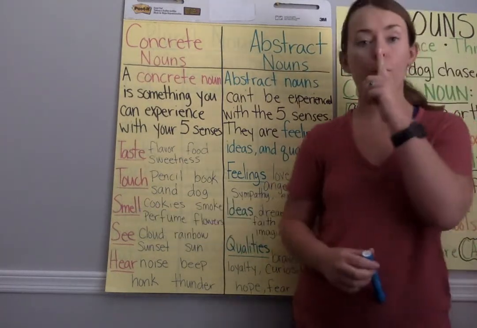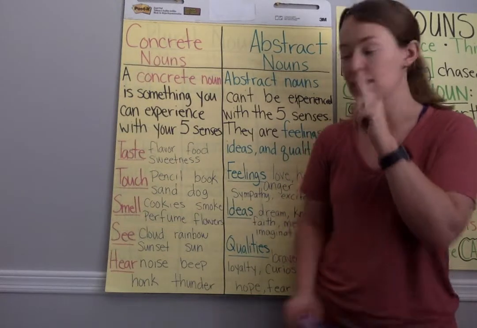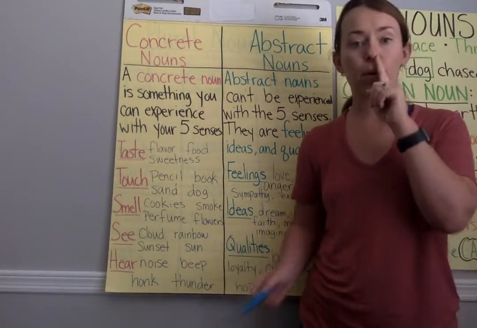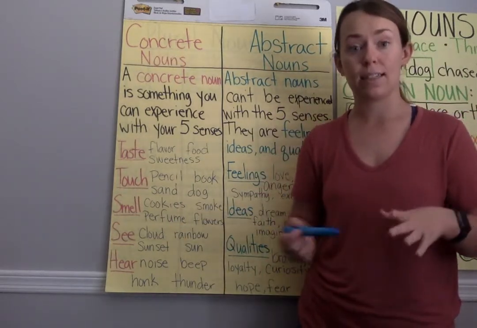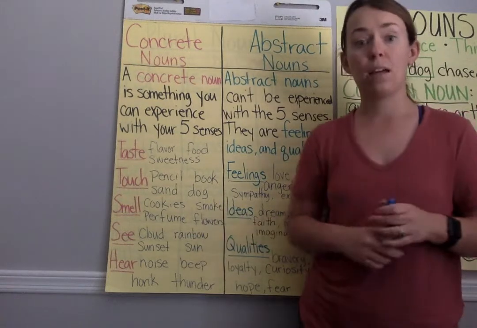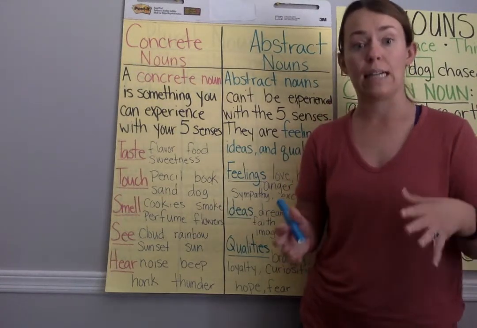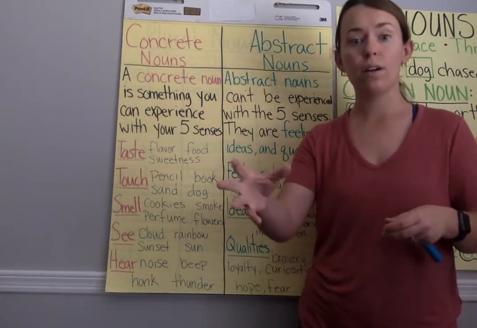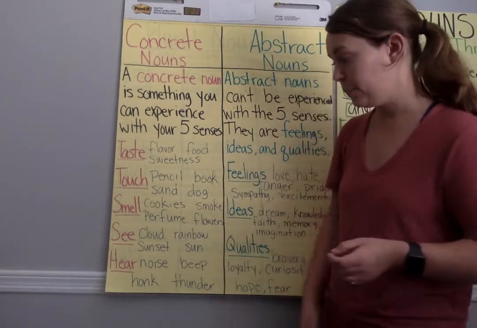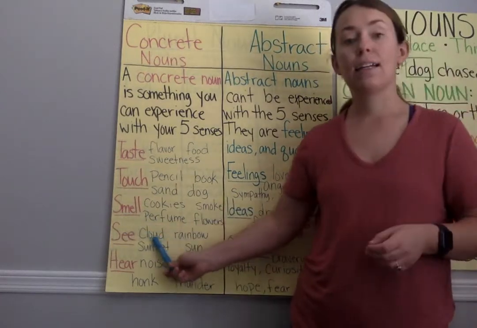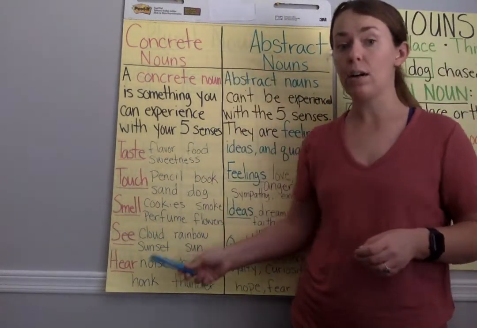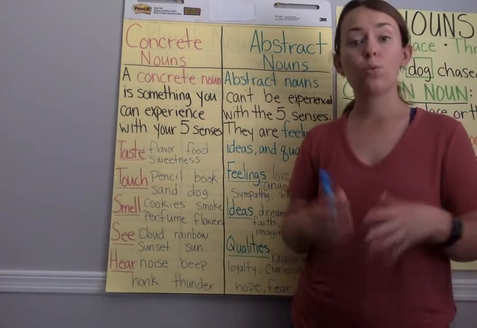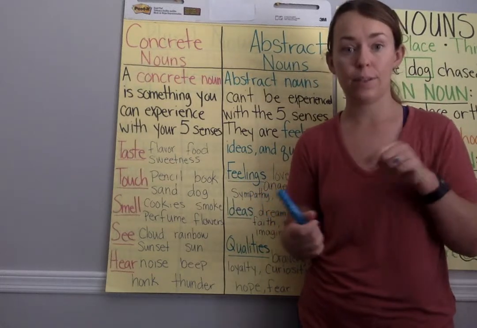For smell, what kind of things can we smell? We can smell cookies when they bake in the oven, so they're concrete nouns. We can smell perfume when it's sprayed in the air, so that's a concrete noun. We can smell smoke from the campfire, so that's a concrete noun. Things that you wouldn't necessarily think you can touch, like smoke, it's technically still a noun. Things that we can see, clouds, if we can see them, they are nouns. Rainbows, sunsets, and the sun, those are all nouns for sight, okay?